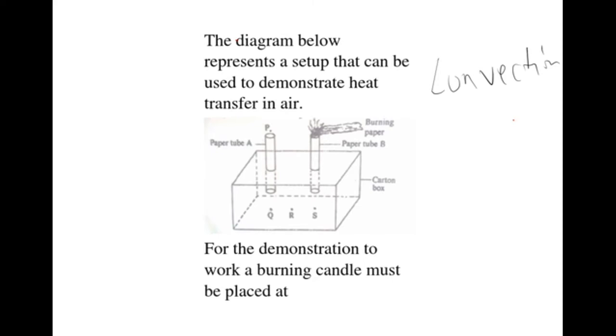So the experiment was done in a convection box, whereby you need to assemble the burning paper, tube A, tube B, point P, and then we have Q, R, and S. It is good to note, one, when dealing with convection, the smoke has to come out through point P. That is, smoke comes out.